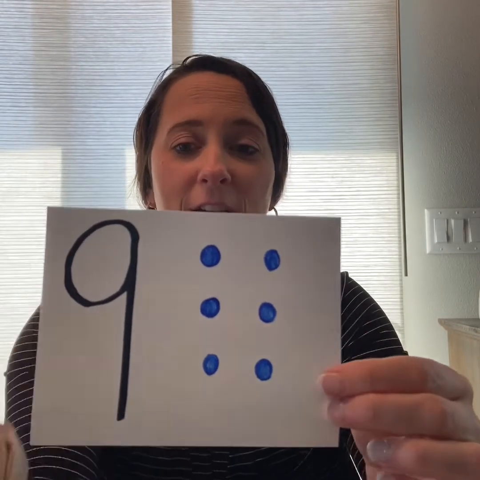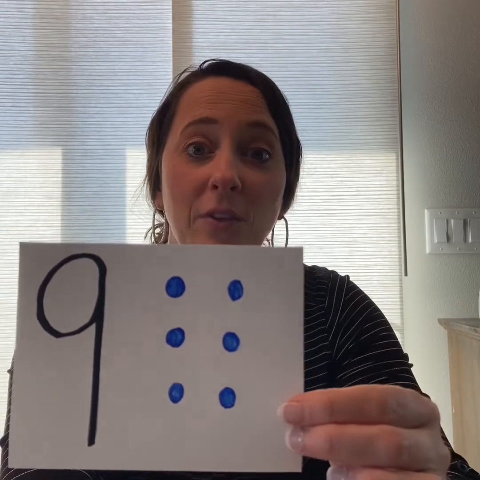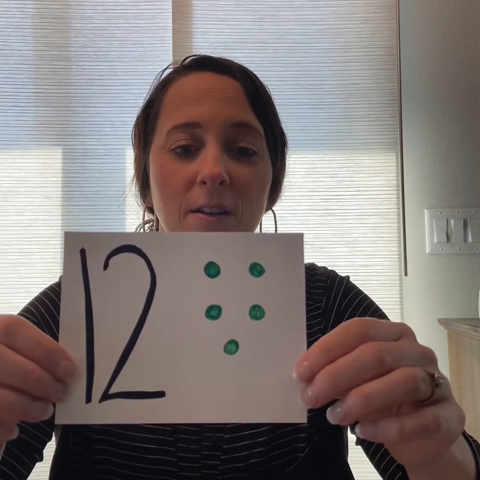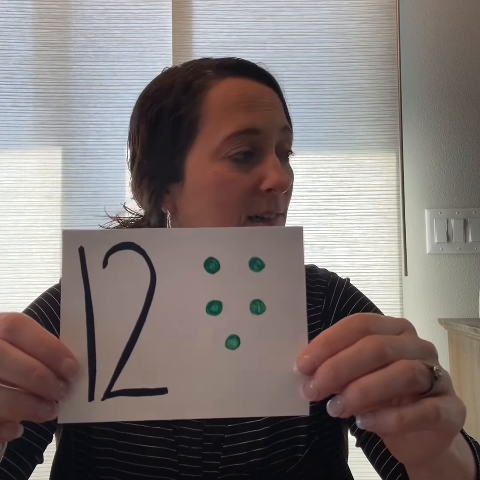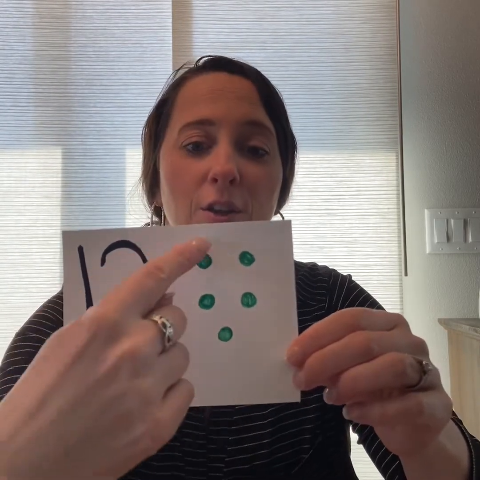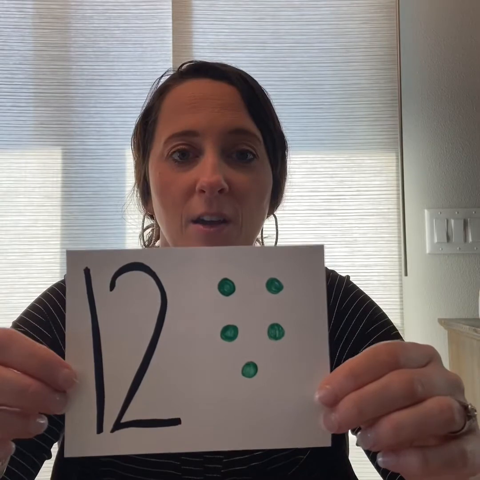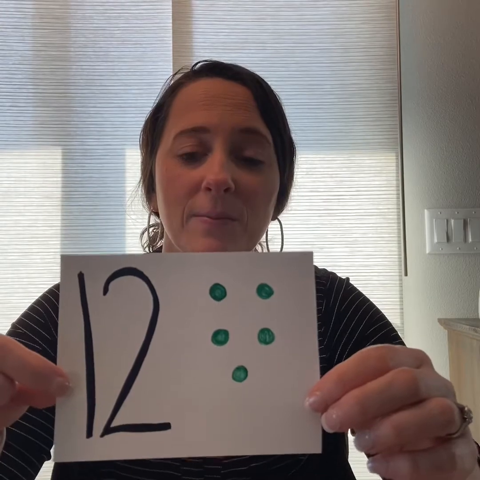So let's do it together. 9, 10, 11, 12, 13, 14, 15. So 9 plus 6 equals 15. Next one, ready? We have 12. Count on from 12. 12, 13, 14, 15, 16, 17. The equation to match would be 12 plus 5 equals 17.